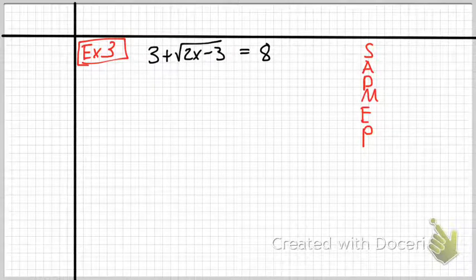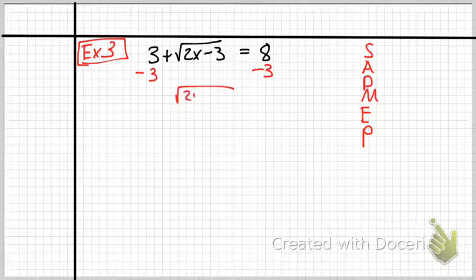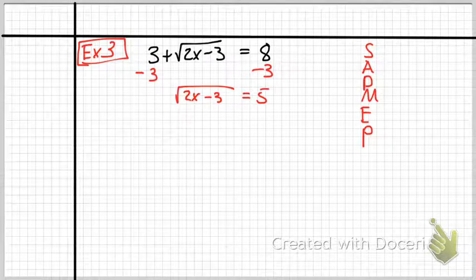So we've got our problem here, and it's 3 plus the square root of 2x minus 3 is equal to 8. I just want to solve for x. So we're going to follow our SADMAP rules. We want to get rid of the first thing on the outside first. There's no subtraction, but there is some addition. So I can subtract 3 from both sides, and you get the square root of 2x minus 3 is equal to 5. Now we're down to our square root again.